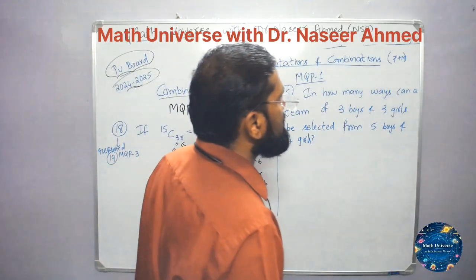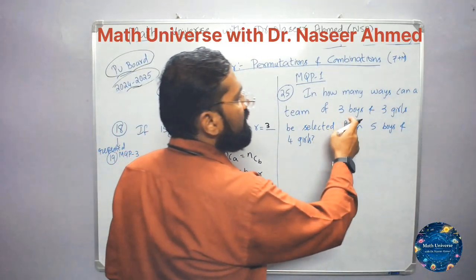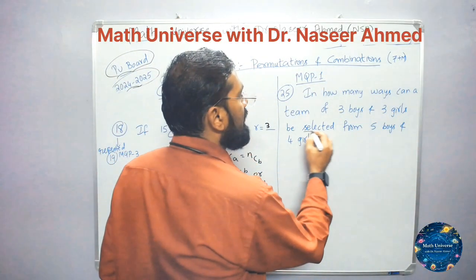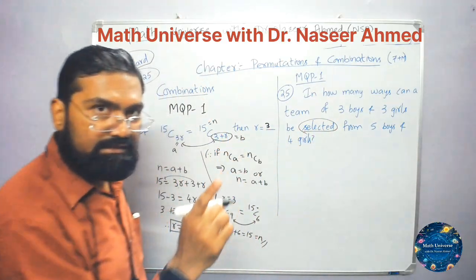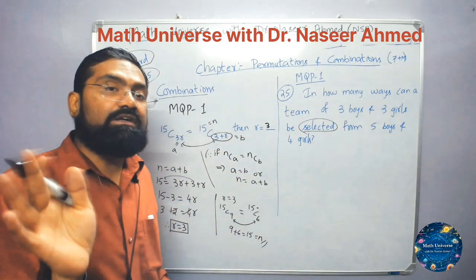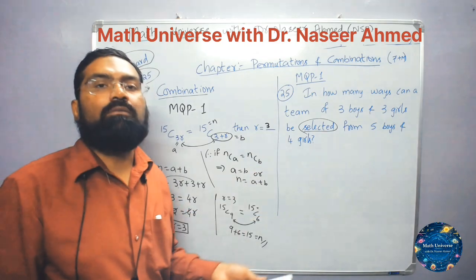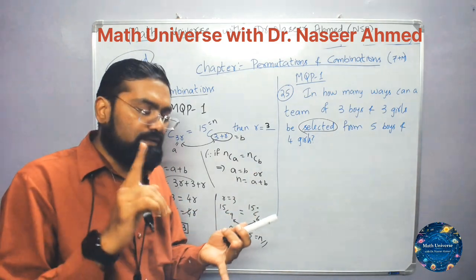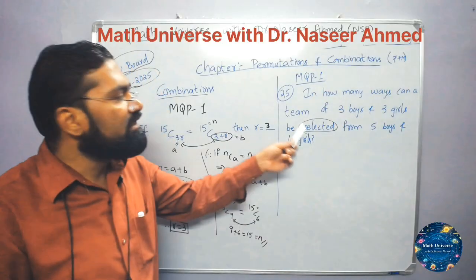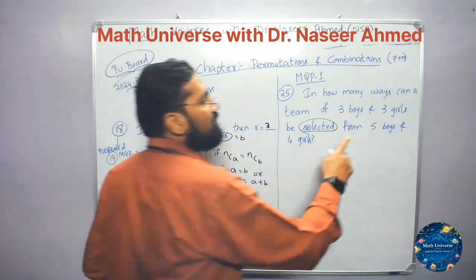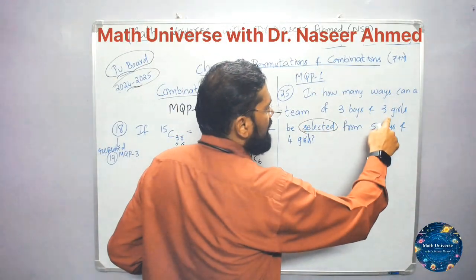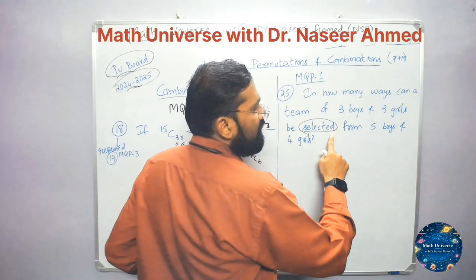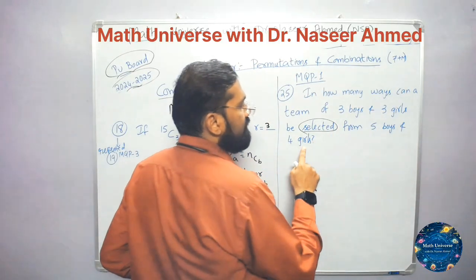In how many ways can a team of 3 boys and 3 girls be selected? The word selected says that it is some combination. The word arrangement is not there. In all previous problems, the 2-3 marks questions on permutations, either the word permute, permutation or arrangement was there. But here it is selected. We have to select 3 boys and 3 girls.